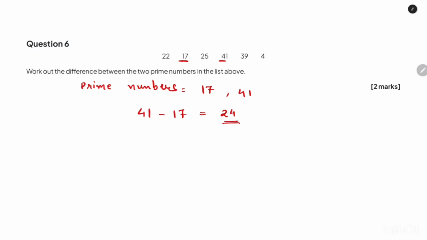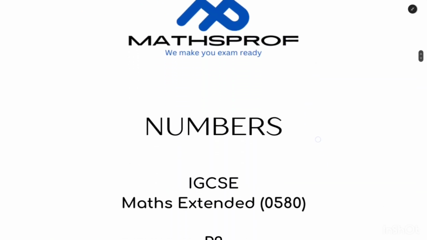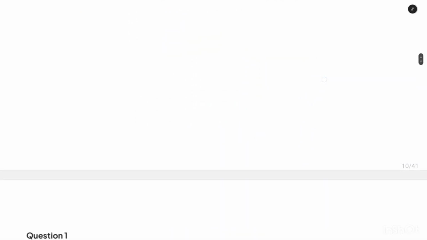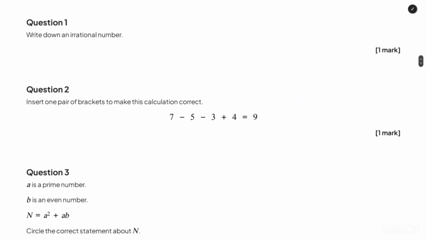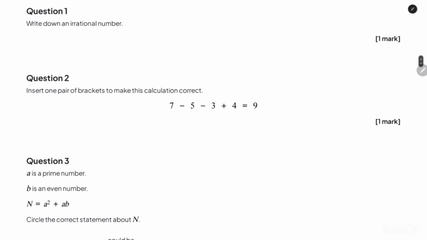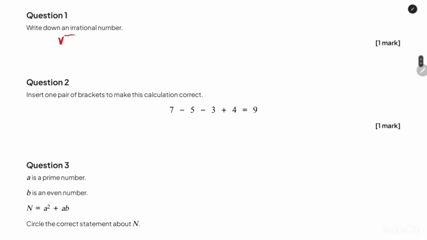Clear? Right. Okay. This was the second worksheet. Now let's jump to the third worksheet. Write down an irrational number. We just discussed that square root of any non-square number is irrational, cube root of any non-cube number is irrational, as well as pi is irrational. So yeah, I'll write any square root of non-square number. Let's say square root of 2 is an irrational number.